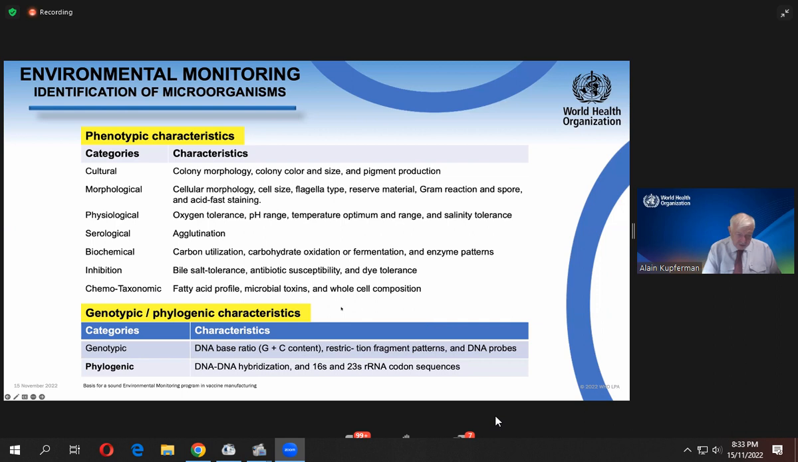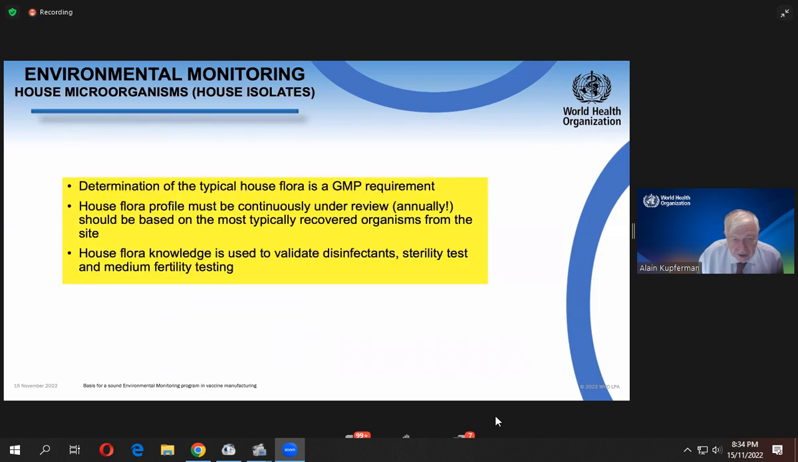Genotypic is very hard to use. It's DNA based, etc. It's very complex. But phenotypic, I mean cultural, is simple. You cultivate them. Morphological, also, you can see them. The other ones are physiological, serological, biochemical, etc. You have systems like API from bioMérieux, where you put samples into little cuvettes, and you can identify different chemical reactions, and then you know from tables or from the computer which microorganisms you have.